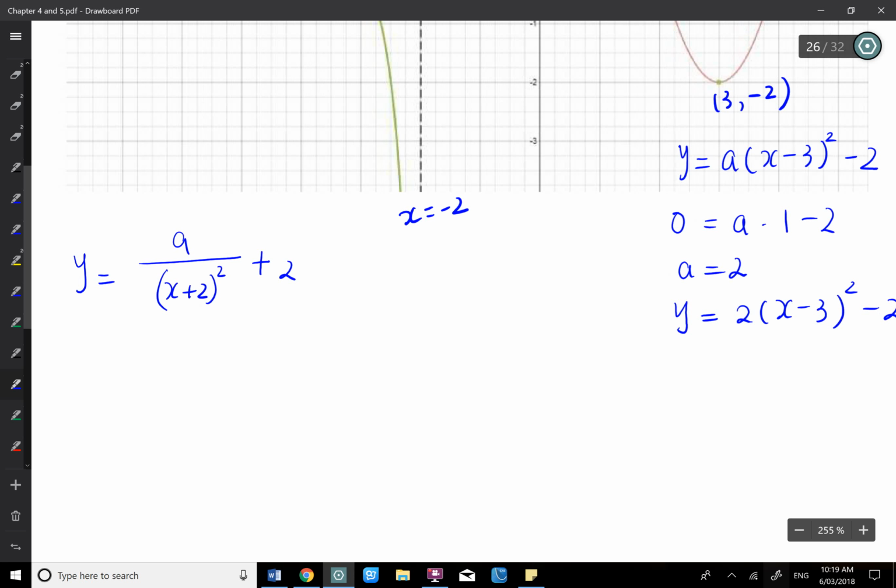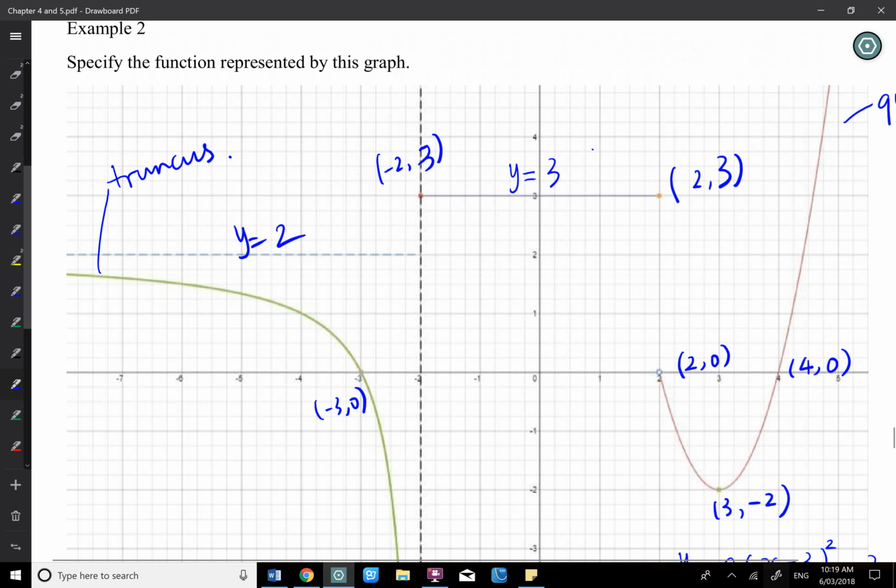No, I'm telling you that's a truncus. I gave extra information at the beginning. I said at the very beginning that's a truncus. I'm telling you that's a truncus. Otherwise, I can't say whether it's a hyperbola or a truncus.